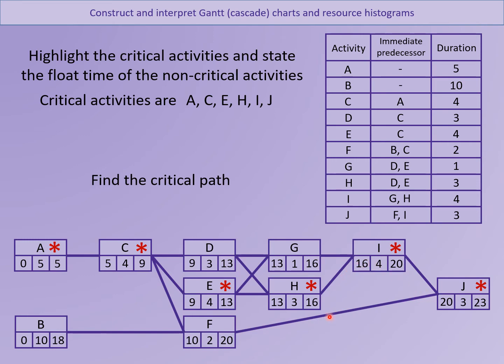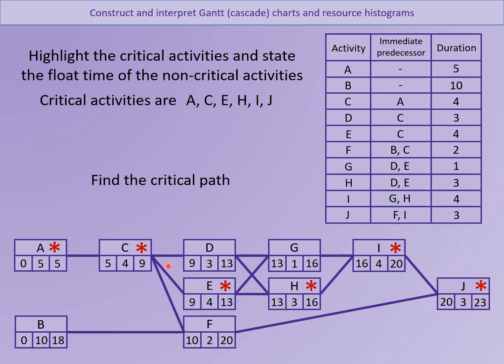You will always have at least one critical path. You may have a situation where every single activity is critical. So just be wary. There's lots of different variations, but you would always have at least one critical path. If you don't have one critical path, you've definitely done something wrong.